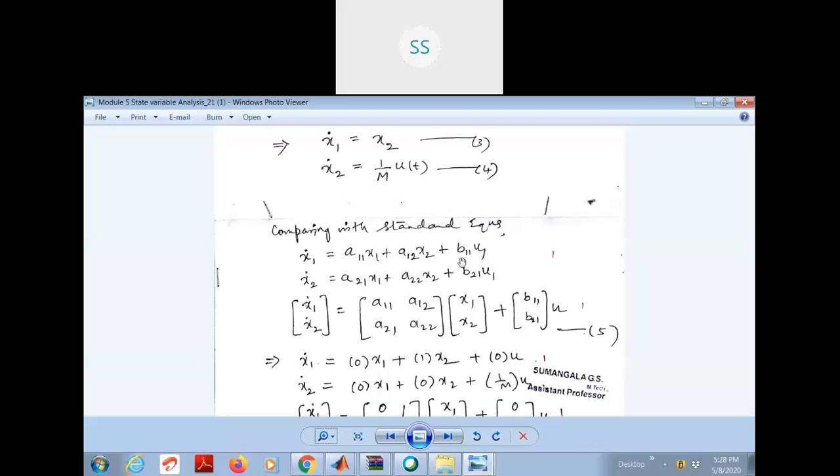Now this standard equation we will convert into matrix form. So the column vector x1 dot, x2 dot equal to, now we are trying to write in the form of a matrix. This is a matrix A, a matrix of coefficients of state variables. Here the state variable coefficients are a11, a12, a21 and a22, multiplied by the two state variables x1, x2.